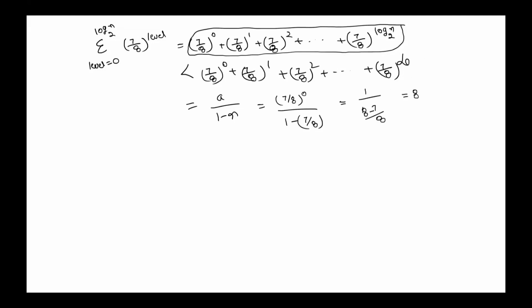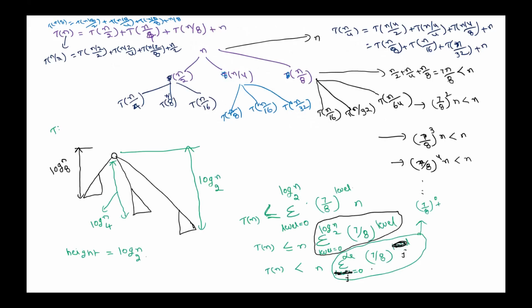So now go back to the previous slide. Now I know that this entire value is a constant. Now what have I finally got? T of n is less than n into some constant. Based on that, what can we write? T of n is big O of n. Is this correct, brother?